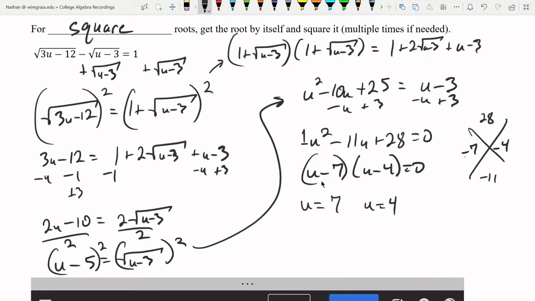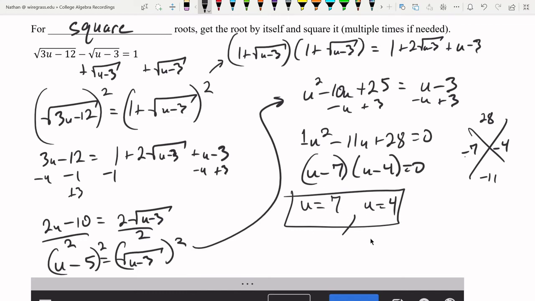7 minus 7 is 0. 4 minus 4 is 0. That's what gives us the solutions. So we have two solutions here. And it's important to know that most likely at least one of these solutions will be what's called extraneous. It's a fake solution that comes up when you do this process. And so only one of these two solutions works, typically.